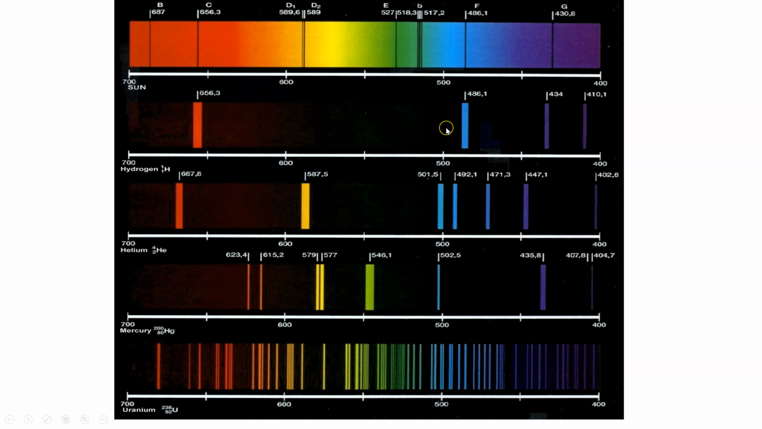Because you could look at hydrogen, only has 4 bands. But helium has 1, 2, 3, 4, 5, 6, 7 bands. 7 bands. And then it just increases as you have more electrons.